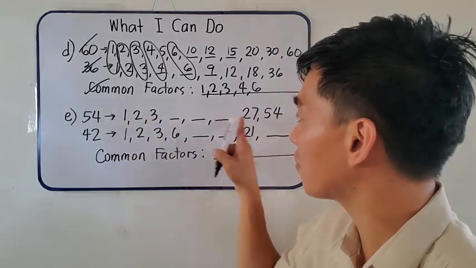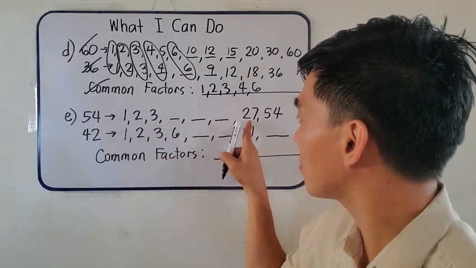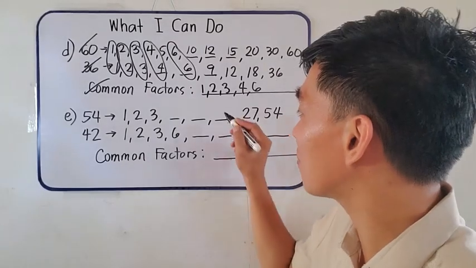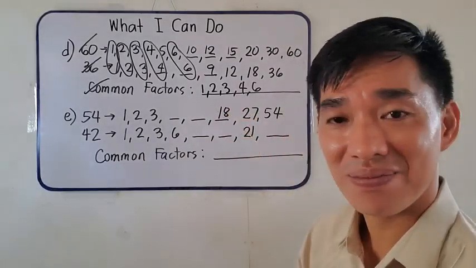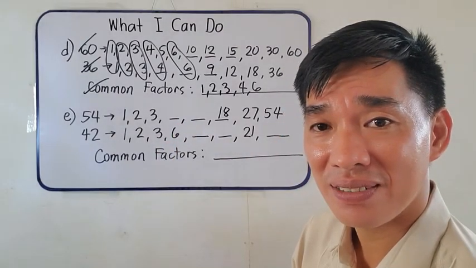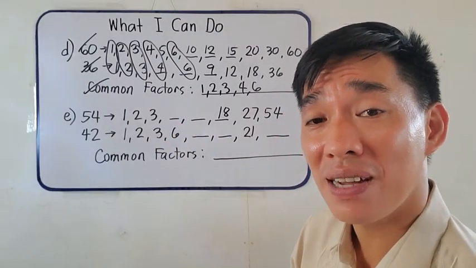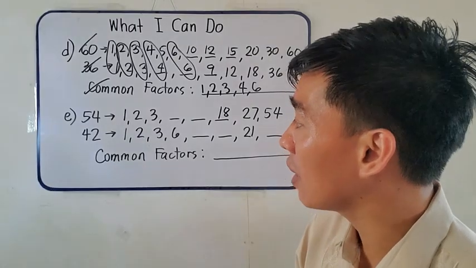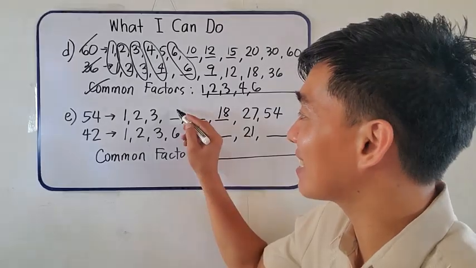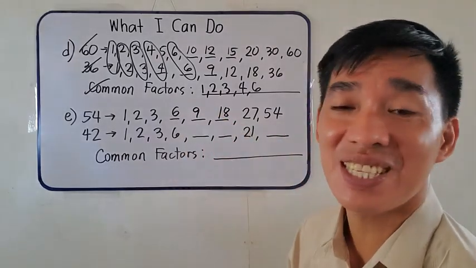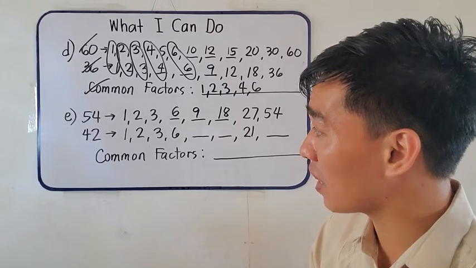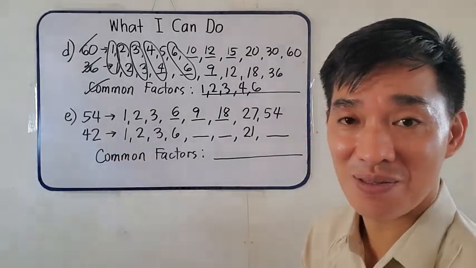54, 1 times 54, 2 times 27, 3 times 18 is 54. And how about the other two factors? What do you think are the numbers which are also factors of 54? Obviously, that's 6 times 9 is also equal to 54. Any question? If there's none, let's proceed to 42.